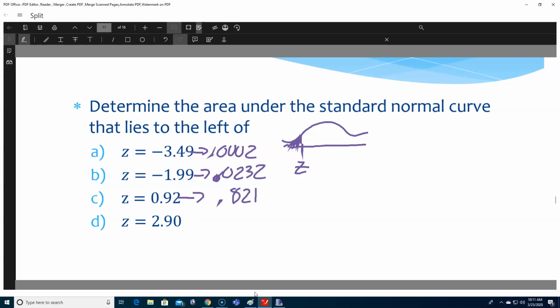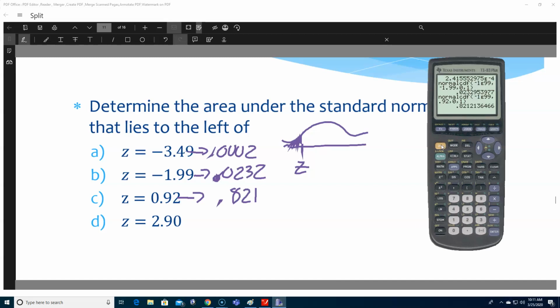Finally, for our last one, same exact process. We're going to hit the second vars for the distributions, go down to normal CDF, start with our lower bound number, negative 1 e to the 99. Our upper bound number, that's where we're going to stop at, 2.90. Our average, which is always 0 for a z-score, and our standard deviation, which is always 1. Enter. There's your probability. There's your area associated with that z-score value, 0.998.